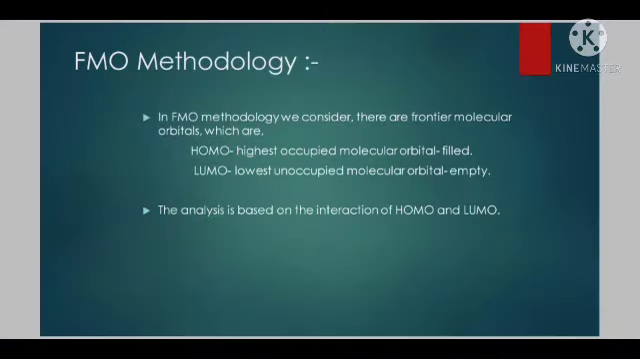Now in FMO methodology, we consider the frontier molecular orbitals. The frontier molecular orbitals of a compound are at the frontier of the electron occupation: the highest energy occupied and the lowest energy unoccupied, HOMO, which is the highest occupied molecular orbital, and LUMO, or lowest unoccupied molecular orbital. The analysis is based on the interaction of HOMO and LUMO.